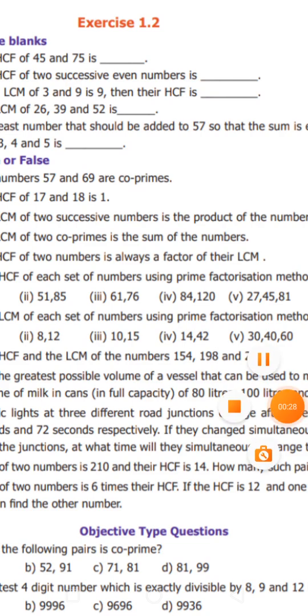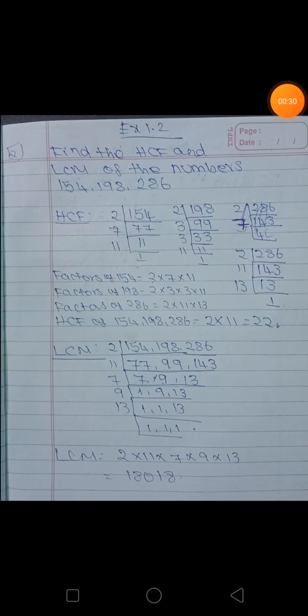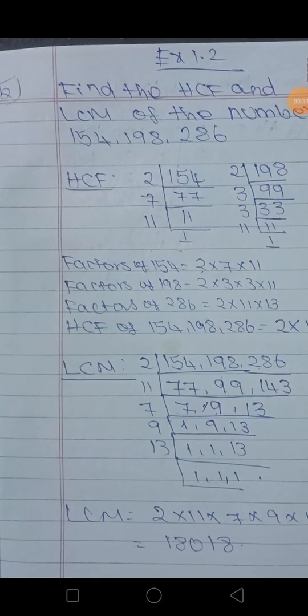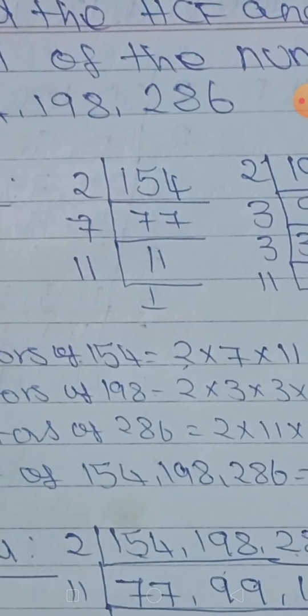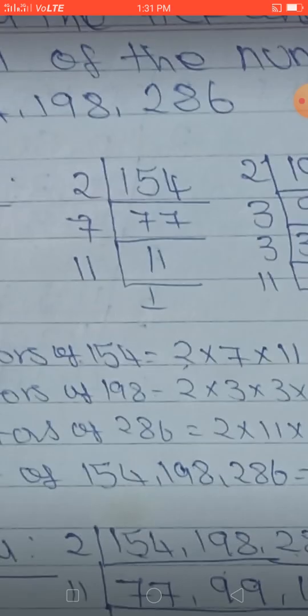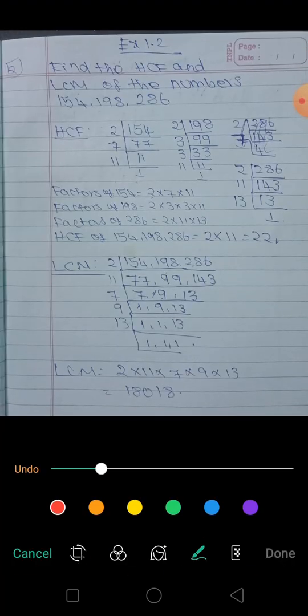Okay, listen. First of all, HCF, what does it mean? Highest common factor. LCM means least common multiple. We know that. So HCF means we have to take factors separately. The numbers given are 154, 198, 286. So you take 154 separately, 198 separately, and then 286. First I take 154. Listen, 154 I just write.